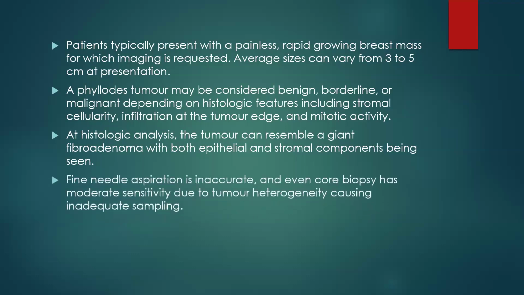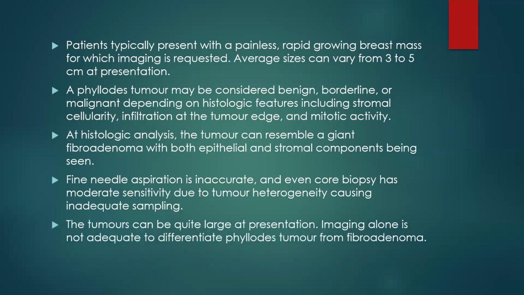Fine needle aspiration is inaccurate here, and even core biopsy has moderate sensitivity due to the tumor heterogeneity causing inadequate sampling. So you could take the sample from an area that does not show the malignant potential or malignant transformation. The tumors can be quite large at presentation. Imaging alone is not adequate to differentiate phyllodes tumor from fibroadenoma, and phyllodes tumors are frequently classified as BI-RADS 4. Biopsy is of importance in this case.